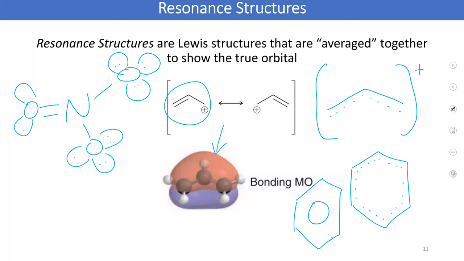What does the MO stand for? Molecular orbital. So that's the orbitals when they're all averaged together, when they're added up to get all that constructive interference.